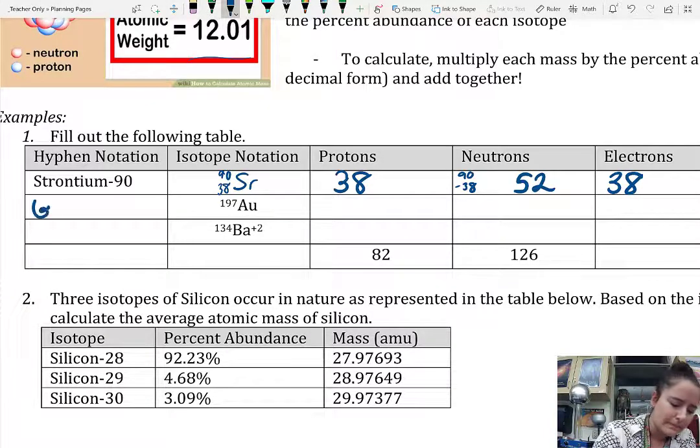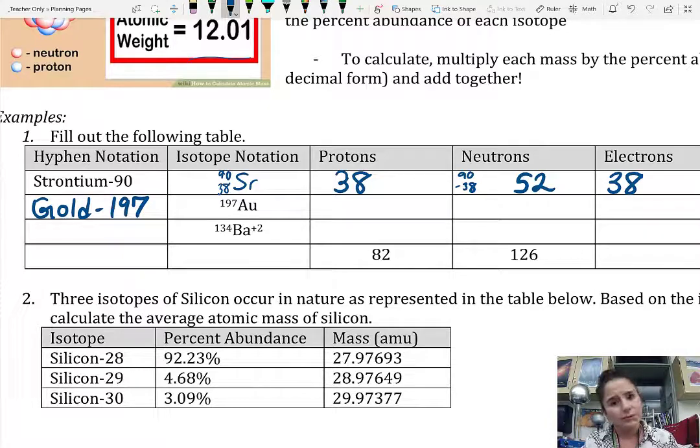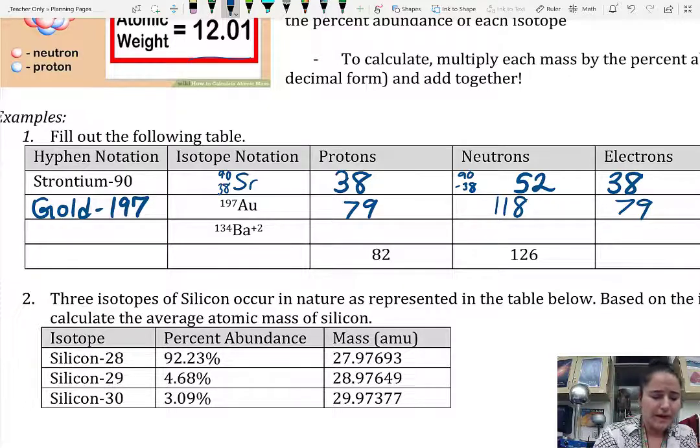Au, that's gold, with a mass of 197. It didn't tell us what its atomic number was, so we have to find it on our periodic table. It is 79. So it has 79 protons and 79 electrons. And then 197 minus 79 gives 118 neutrons. Okay, now we have Ba, which is barium.